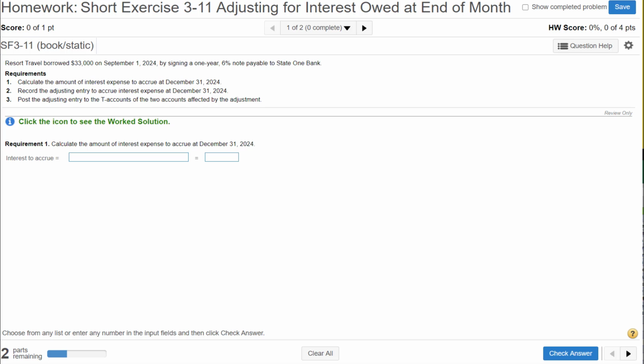Short exercise 3-11, adjusting for interest owed at the end of the month. Resort Travel borrowed $33,000 on September 1st, 2024 by signing a 1-year 6% note payable to State One Bank. Calculate the amount of interest expense to accrue as of the end of that year.